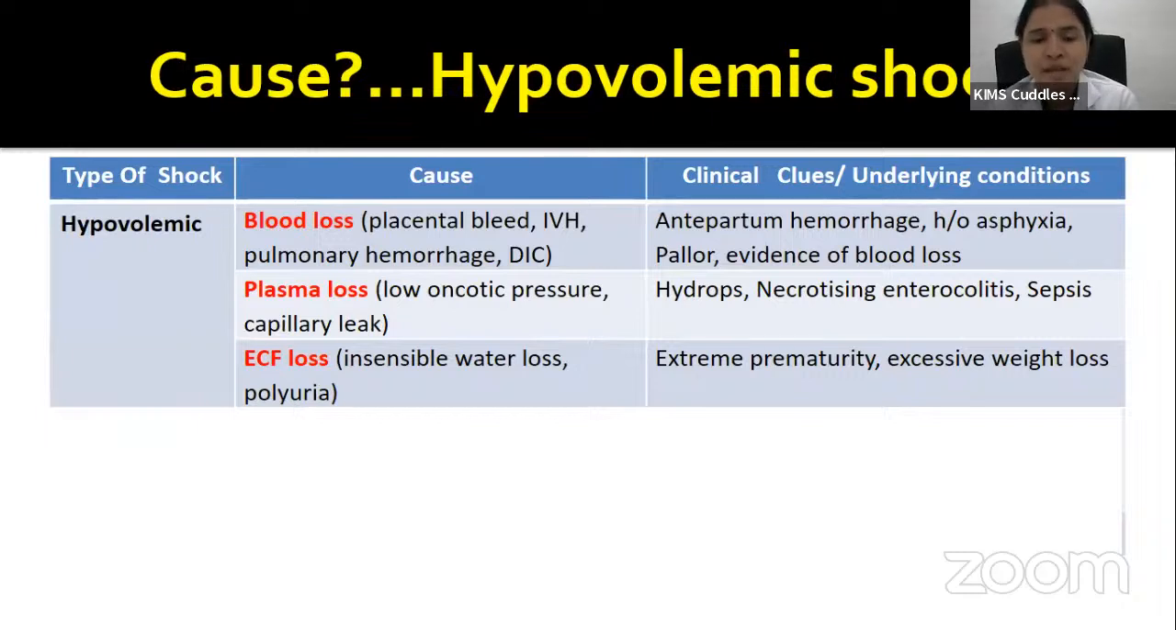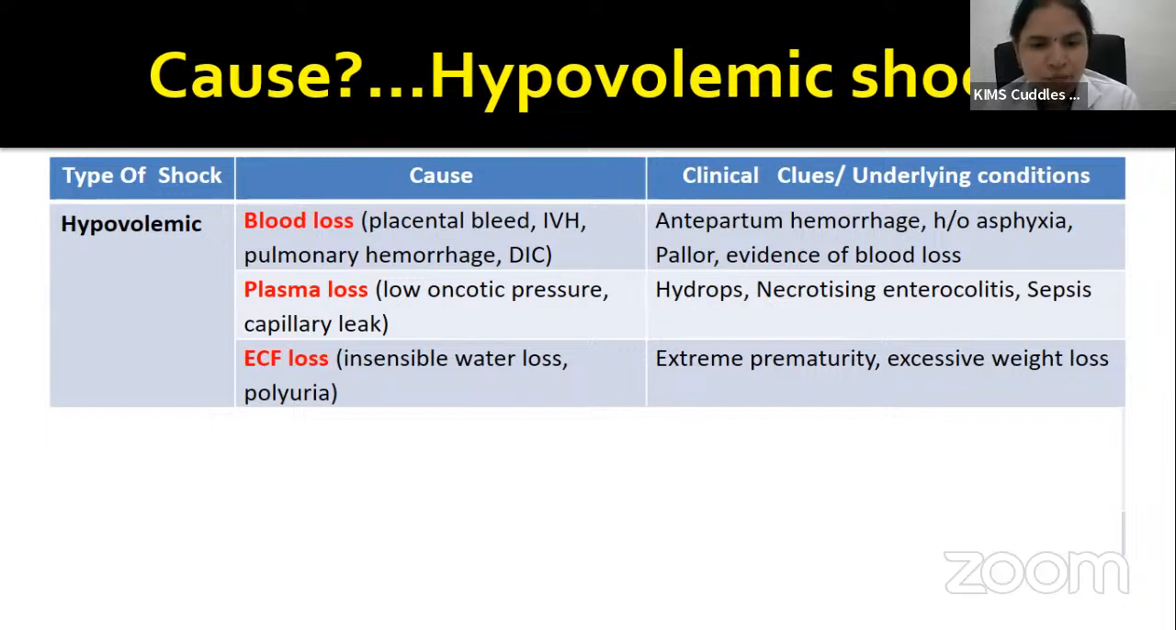This can happen in 3 scenarios, relatively less common in newborns actually. First, isolated blood loss, which we can see when there is a huge placental bleed as an antepartum hemorrhage, intraventricular bleed in preterm newborns, especially those born with asphyxia, pulmonary hemorrhage manifesting with pallor and sudden respiratory deterioration, and DIC, disseminated intravascular coagulation. In all these conditions, there can be blood loss.